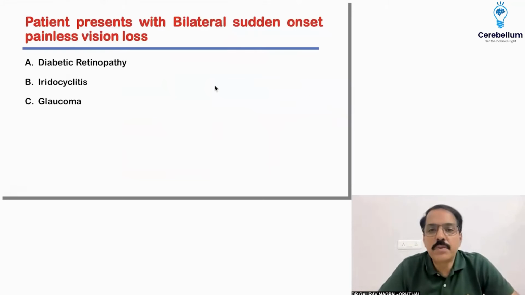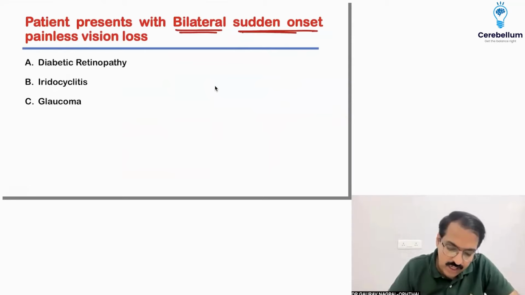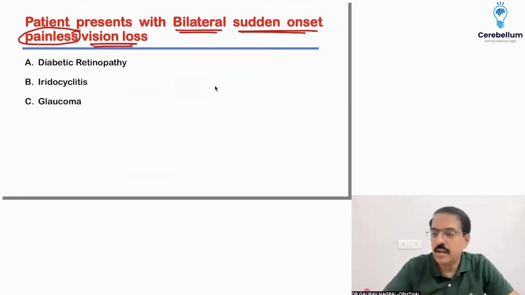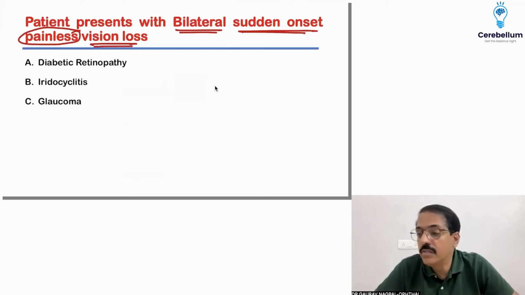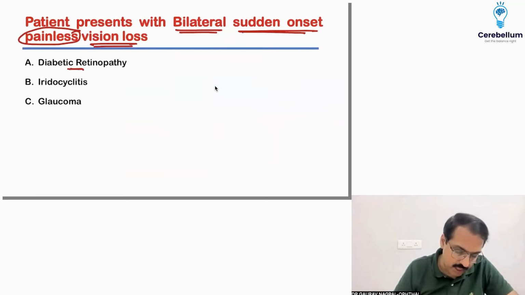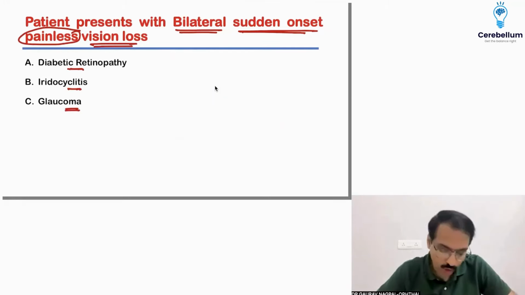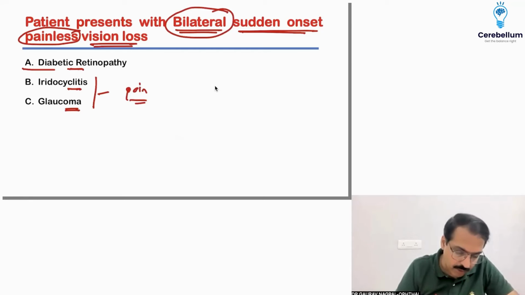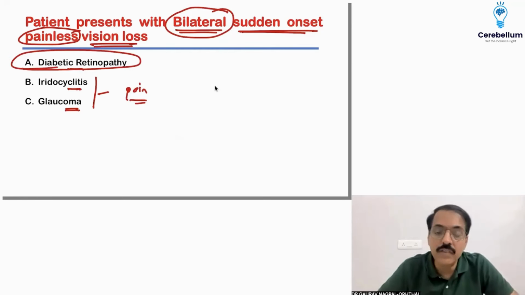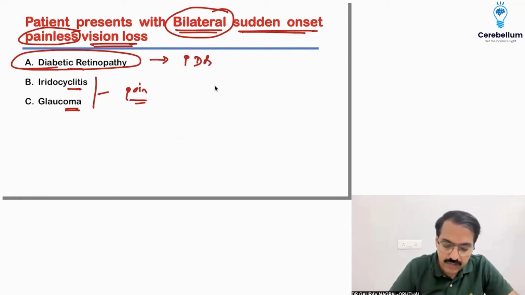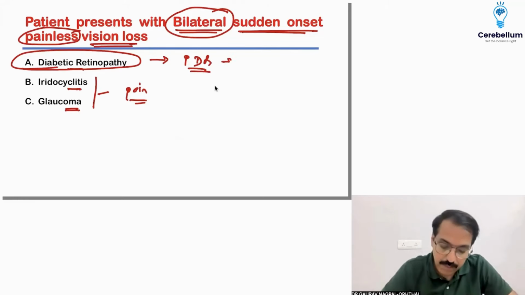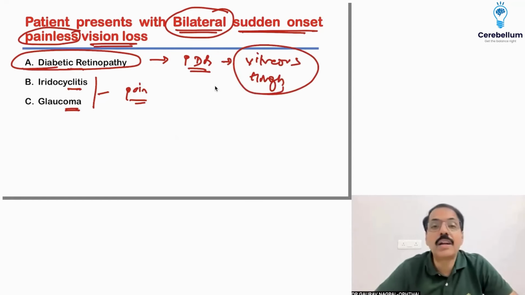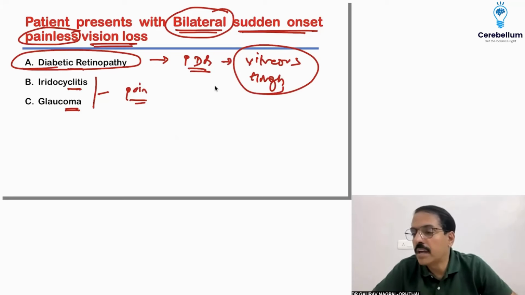One very interesting question that came. Patient presents with bilateral, sudden onset, painless vision loss. The choices that I've come across are diabetic retinopathy, iridocyclitis, glaucoma. Glaucoma and iridocyclitis are not painless. They will have pain as a feature. Okay. And bilateral, unlikely, but diabetic retinopathy will result in a painless, sudden vision loss. Why sudden? In case of a patient with PDR, proliferative diabetic retinopathy, the patient can get a vitreous hemorrhage and can develop a bilateral sudden onset vision loss.